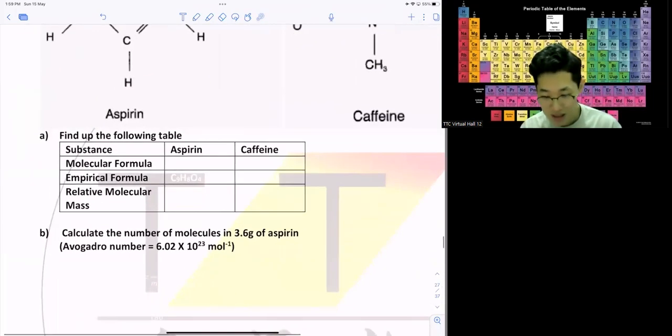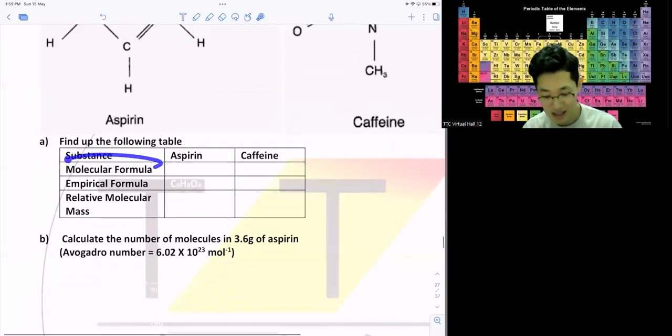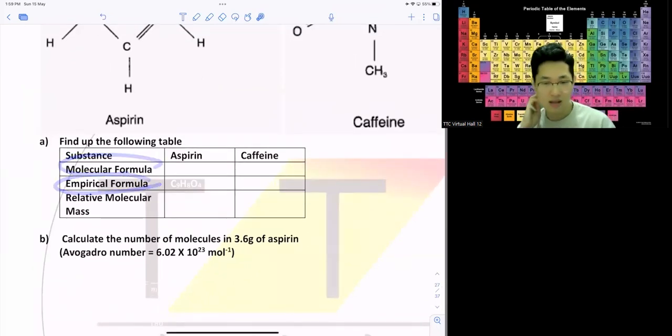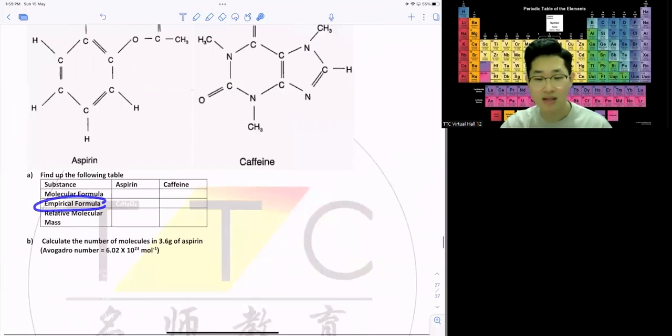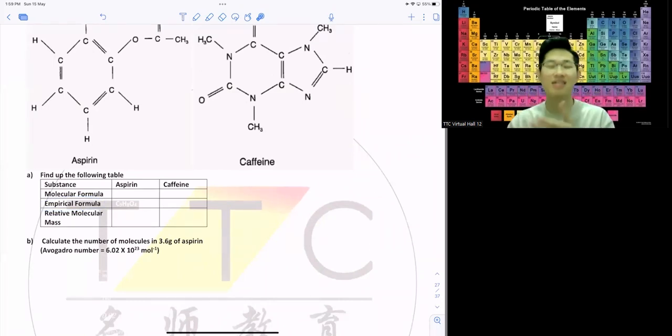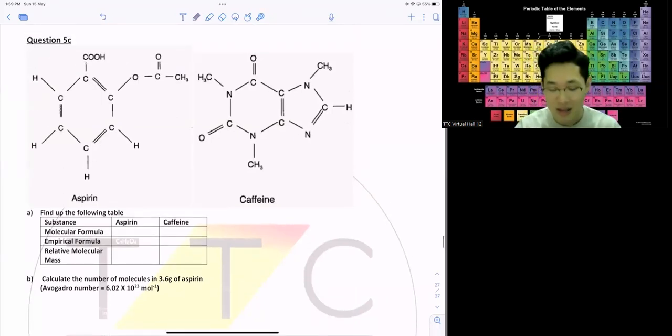Molecular formula, empirical formula. What is molecular formula? What is empirical formula? Guys, what is empirical formula? Simplify. Yes, simplest form. Yes, simplest ratio. Very good. Yes, the simplify one. Okay, the simplest form. Very good.